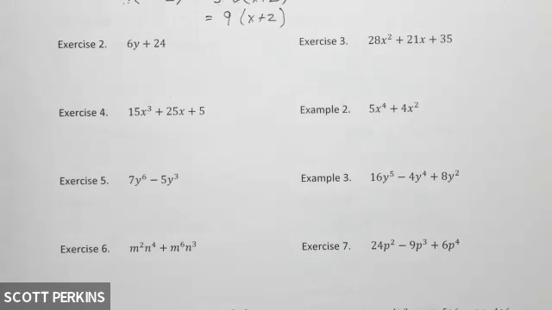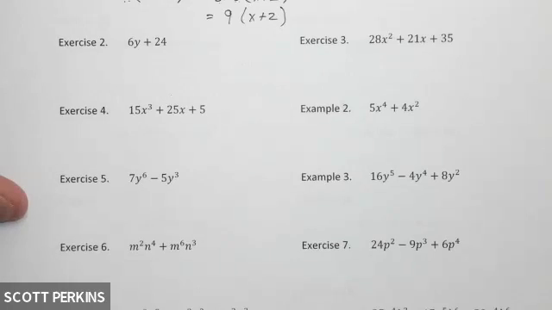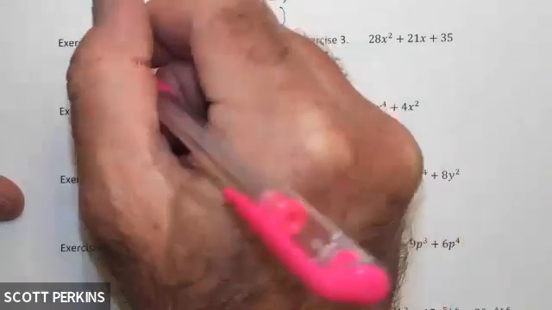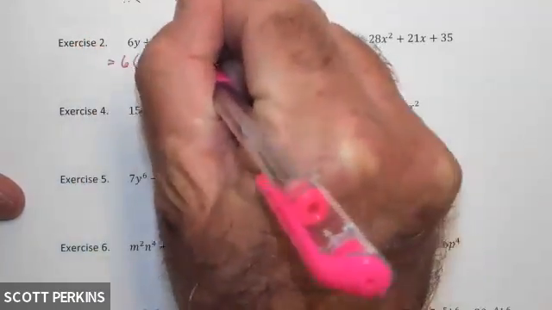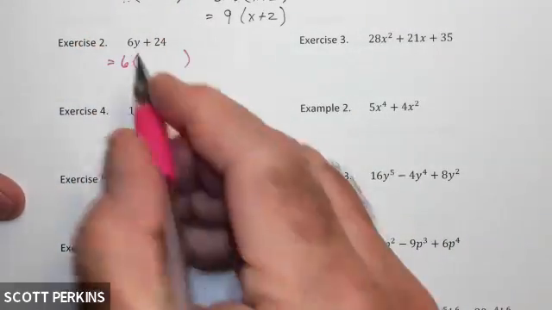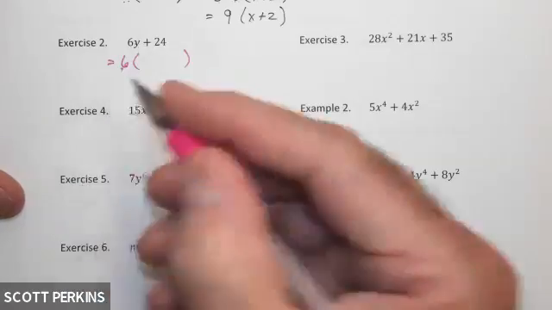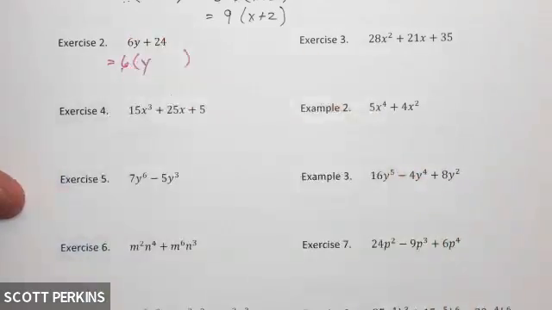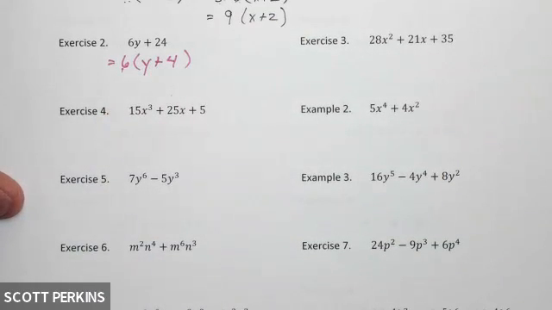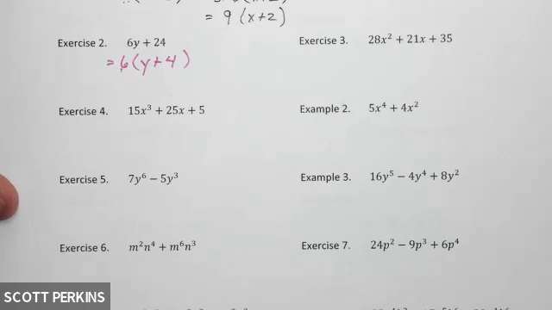All right, what's the biggest thing in common between 6y and 24? 6, fantastic. So I'm going to factor out that 6. And then what's left? Well, 6y divided by 6 leaves just y. Then 24, when I factor that 6 out, leaves me plus 4. Anybody got a question, a comment, or a concern before I do the next one?